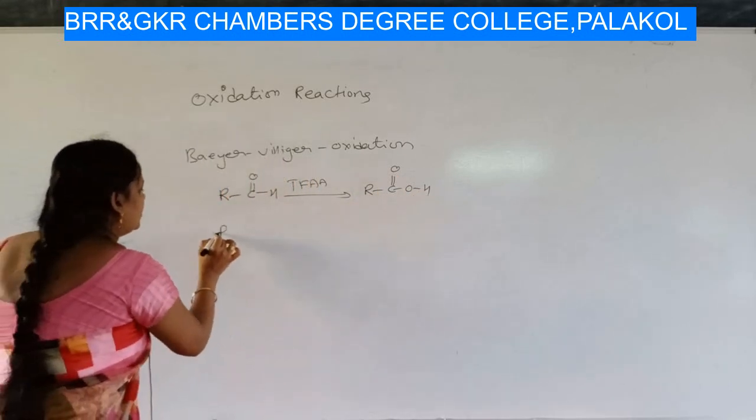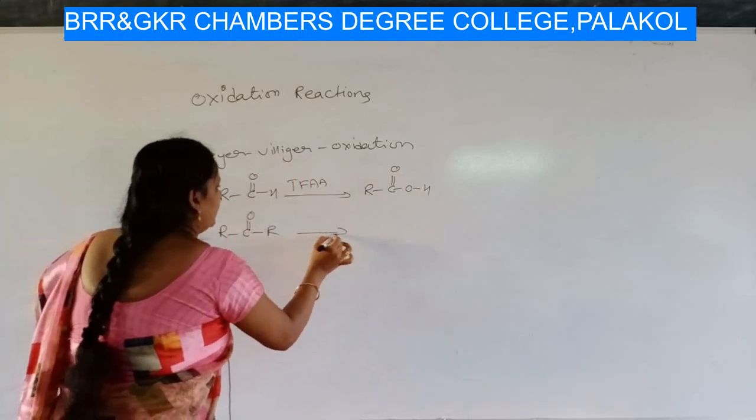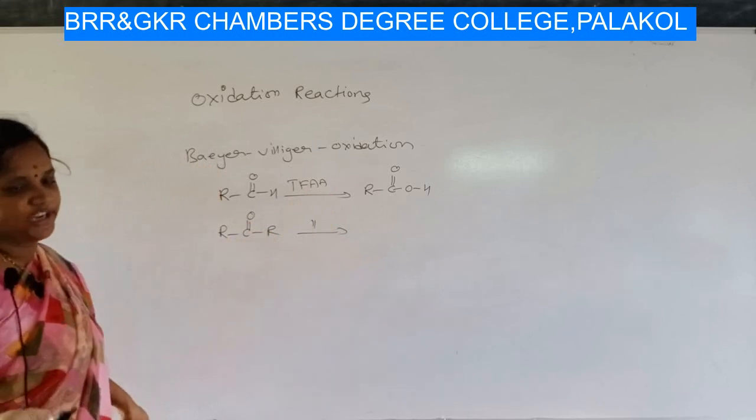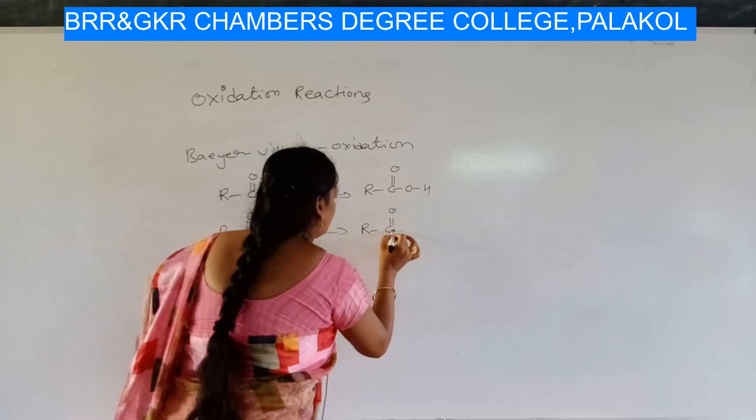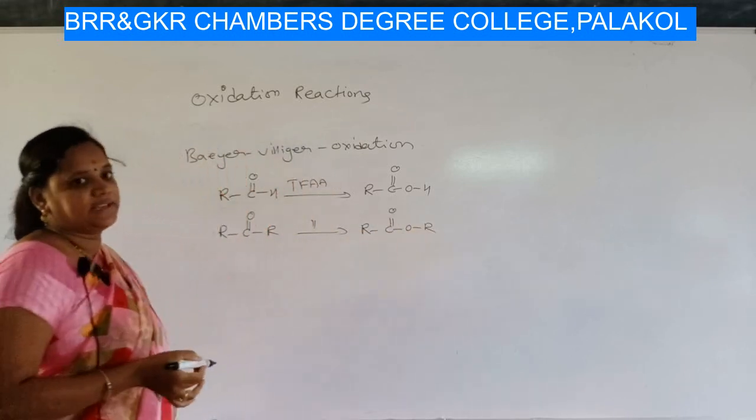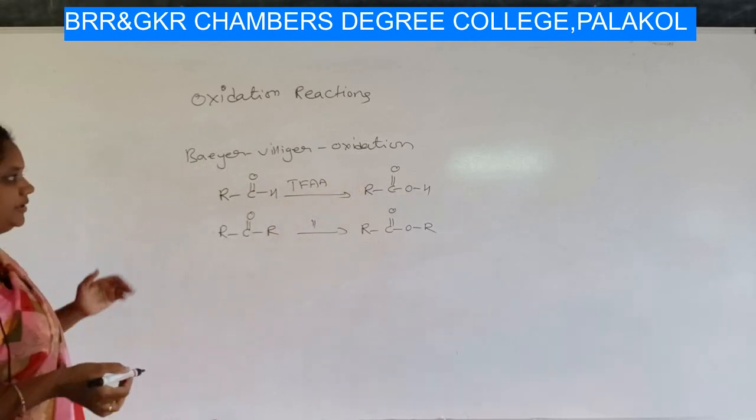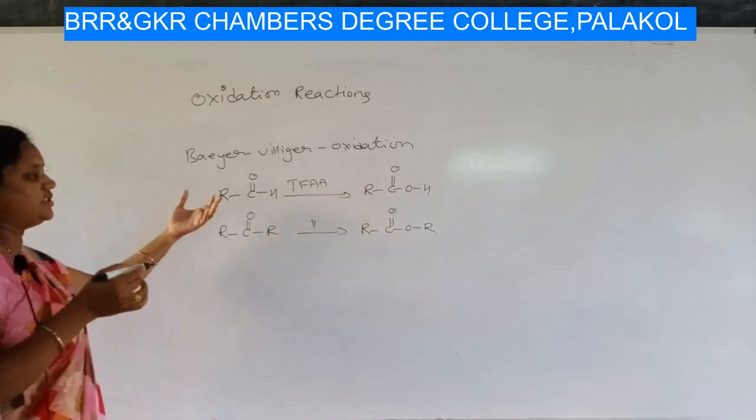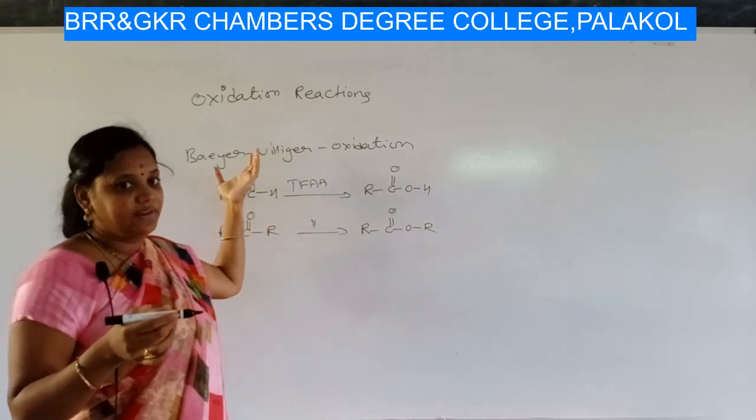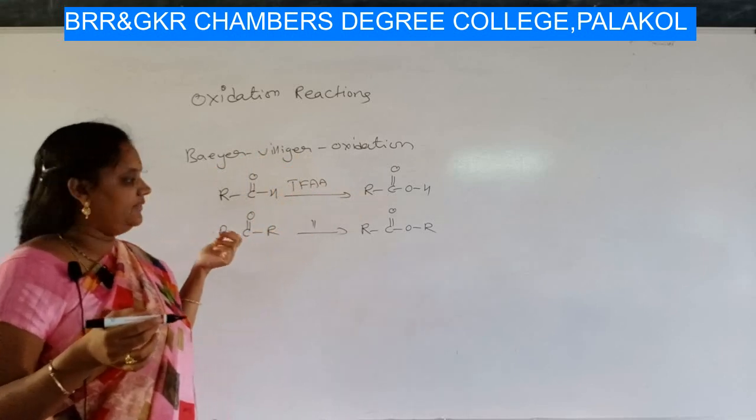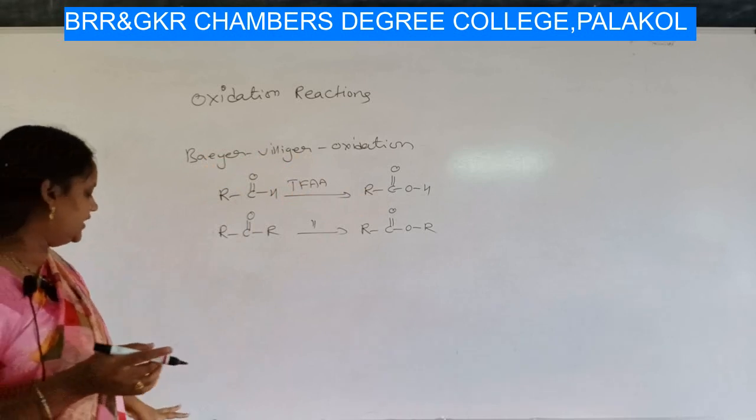If you take ketones, R-C double bond O-R, with trifluoroacetic acid or perbenzoic acid, you can use anything, esters are formed. In the aldehyde case, carboxylic acids are formed. In the ketone case, esters are formed. This is the general equation for aldehydes and ketones. If aldehydes undergo Baeyer-Villiger oxidation, you get carboxylic acid. If you take ketones, you get esters. Let us solve some examples, students.